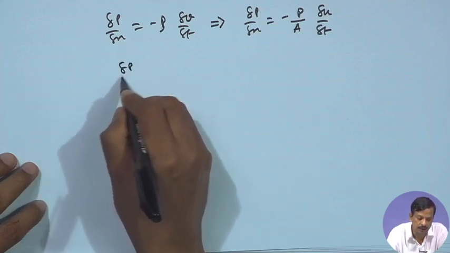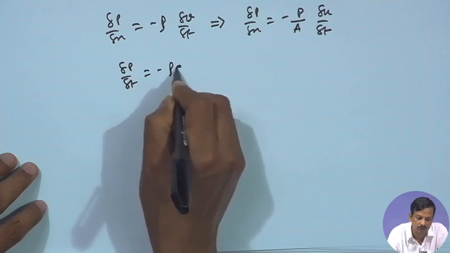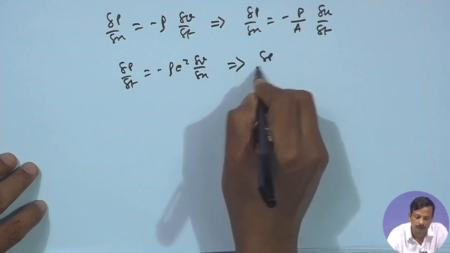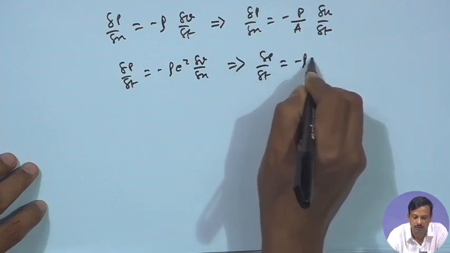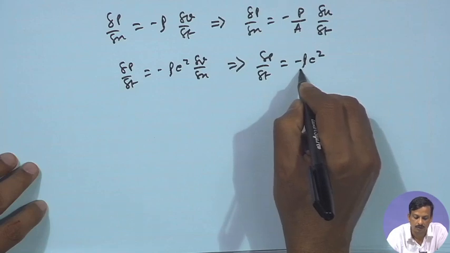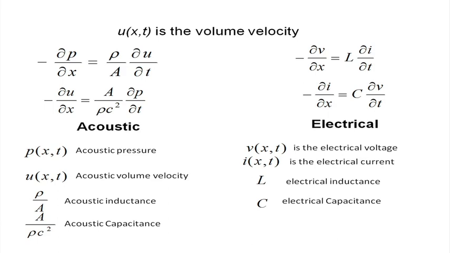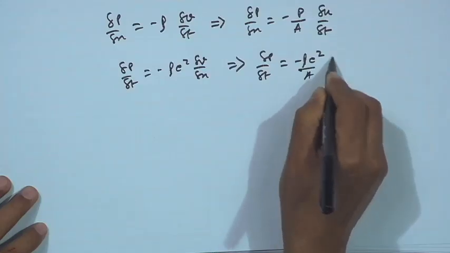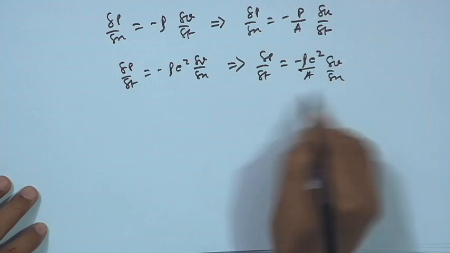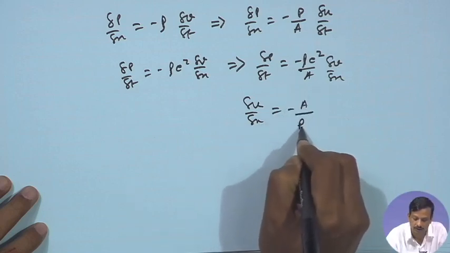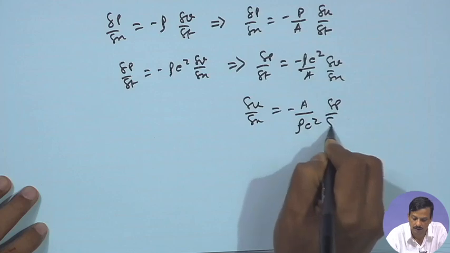Similarly, del p by del t is equal to minus rho c square del v by del x. This becomes, sorry, this is del u by del t, not del p. So del u by del x is equal to minus a by rho c square del p by del t.